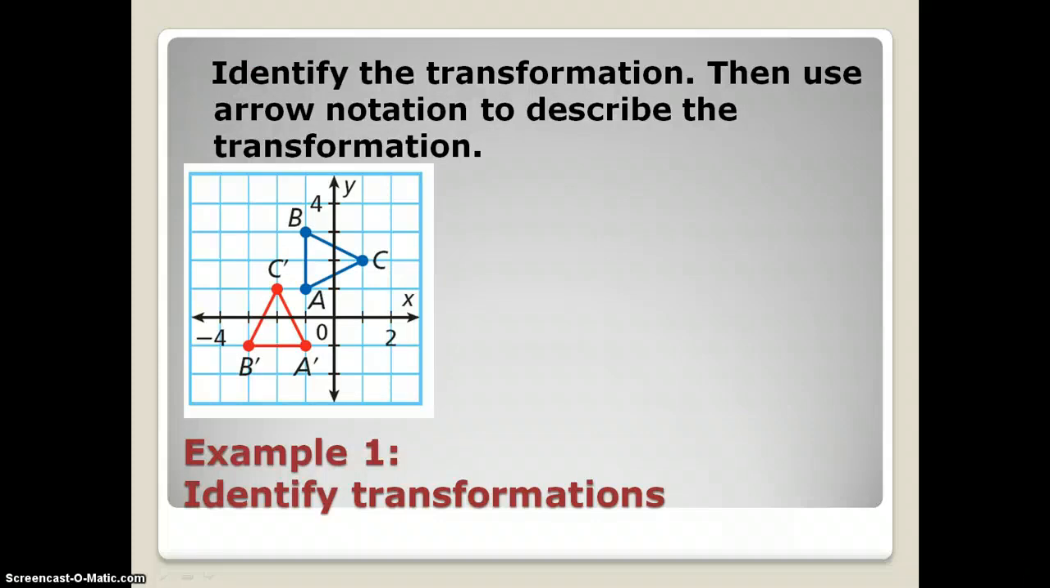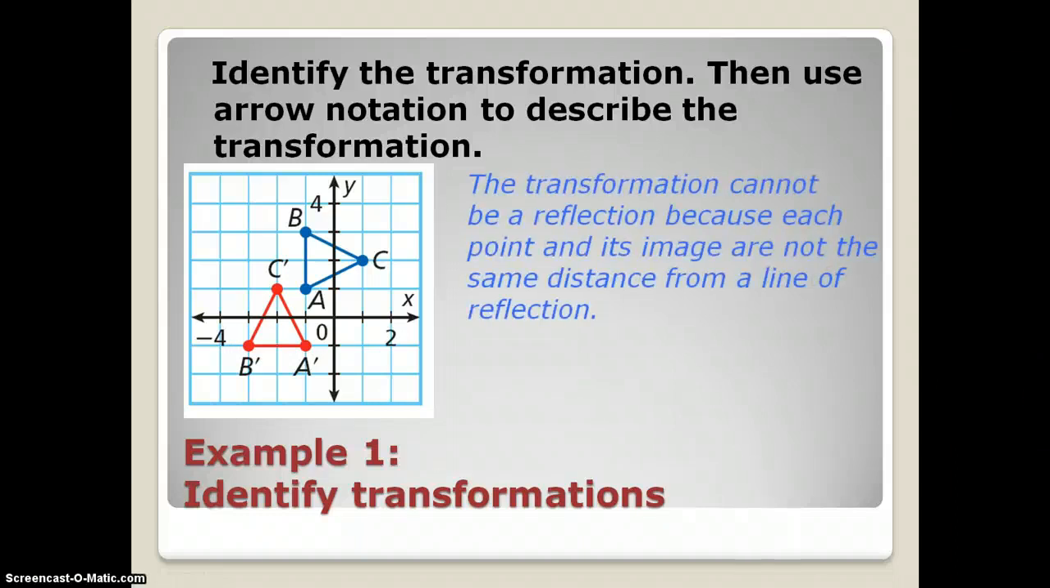Let's try one. Identify the transformation, then use arrow notation to describe the transformation. As you can see, we have triangle ABC here, and we have a triangle A prime, B prime, C prime. And we want to try to figure out what kind of transformation this is. It can't be a reflection because each point and its image are not the same distance from the line of reflection.